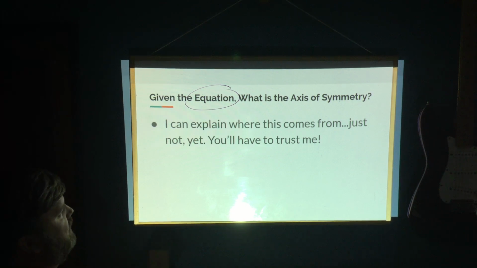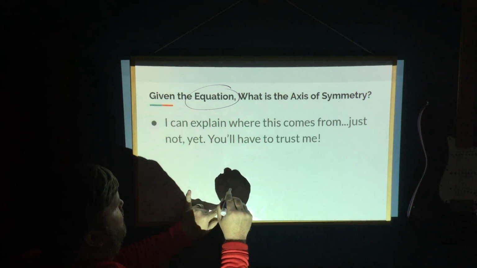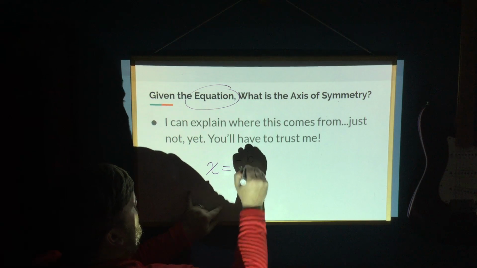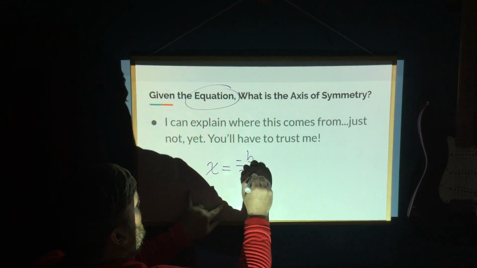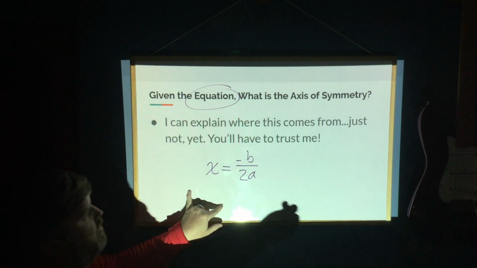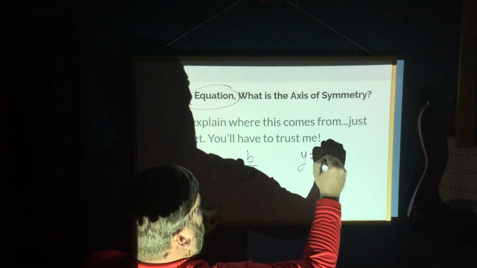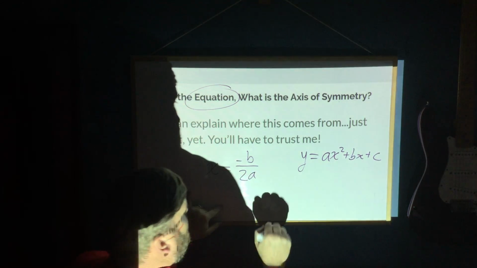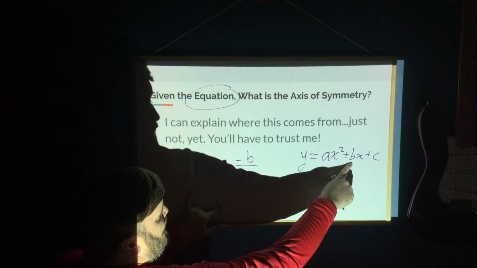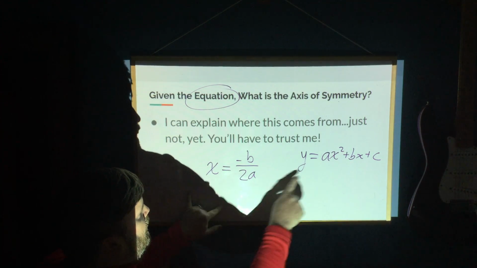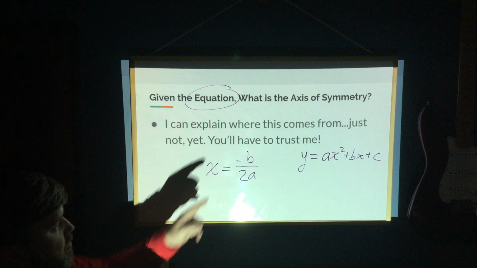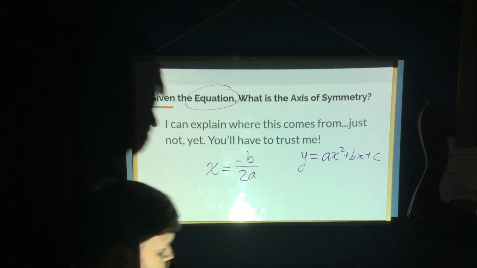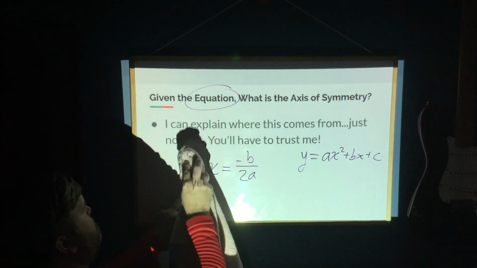But the equation of the line for the axis of symmetry is simply x equals -b over 2a. Now the b and the a refer to your standard form of ax squared plus bx plus c. So -b is the opposite of that number, over twice that number. Plug in -b over 2a and you'll get the axis of symmetry. So let's practice that.